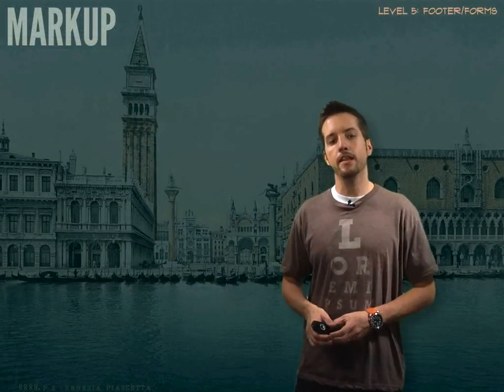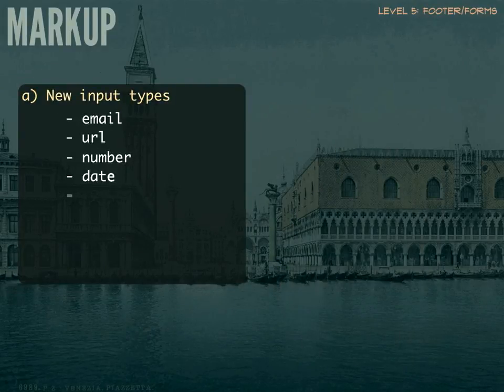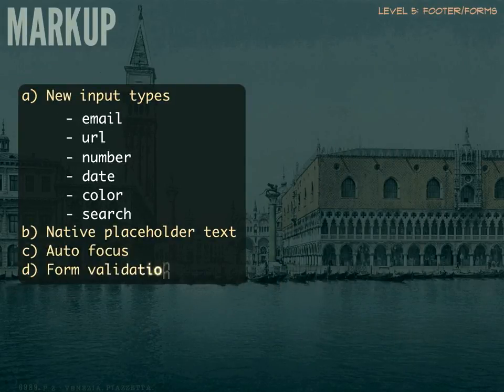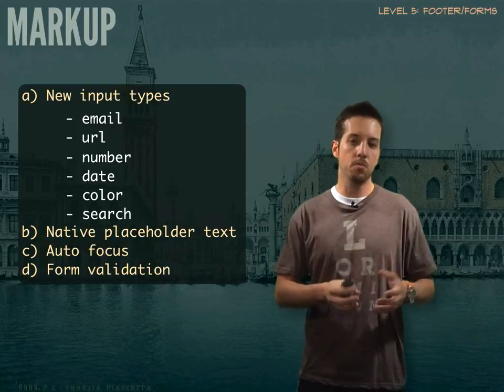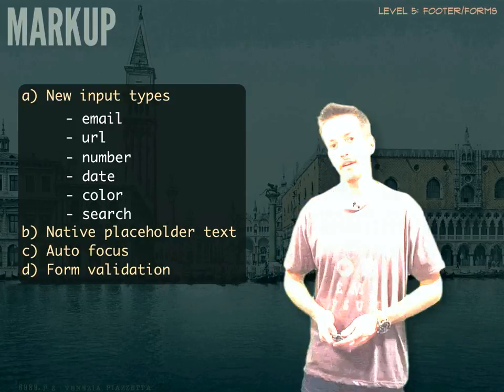Now that we've covered design, let's go ahead and move on to the markup. Now in HTML5, as I mentioned, we have some great new form elements. These include some new input types, native placeholder text, autofocus, and form validation. So before we hit the actual markup, let's go through a couple of these in more detail.